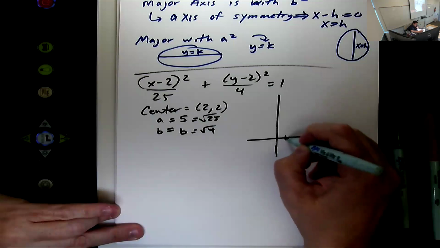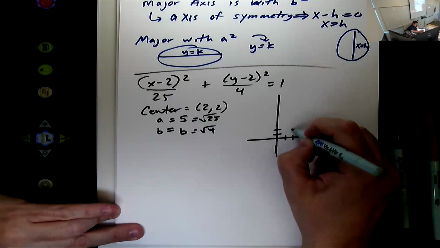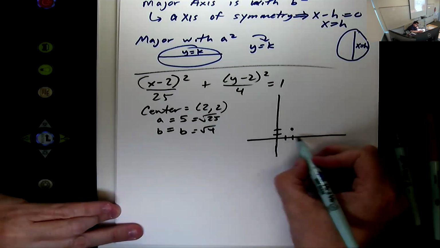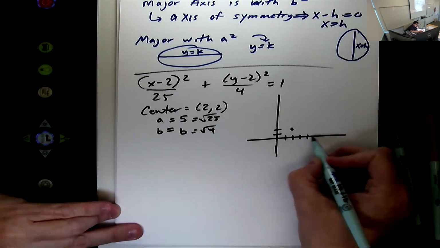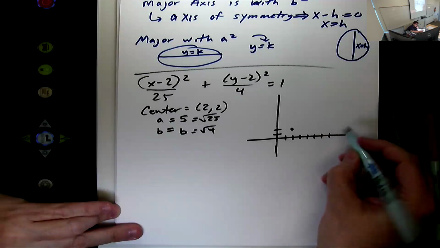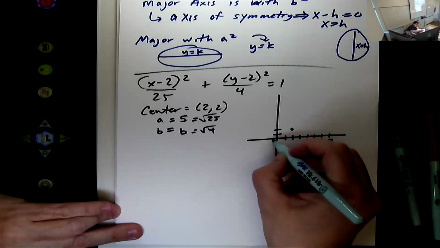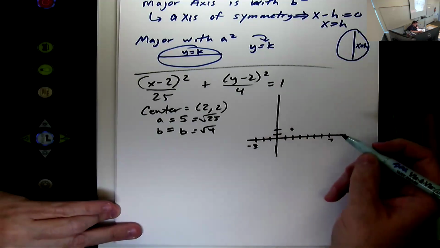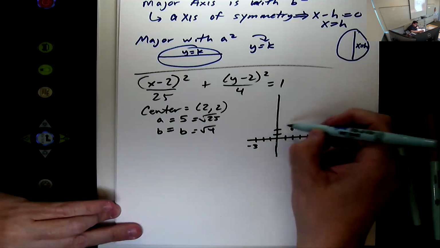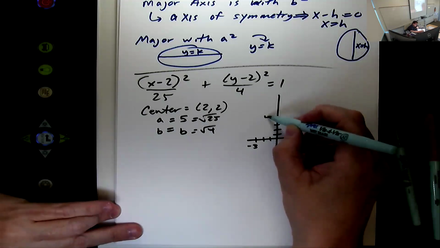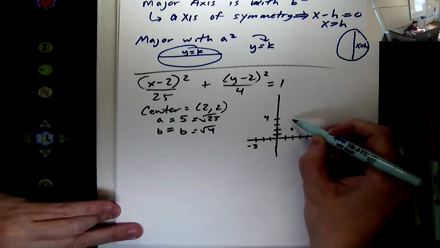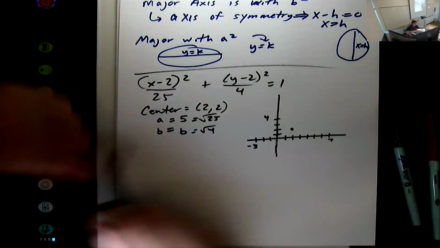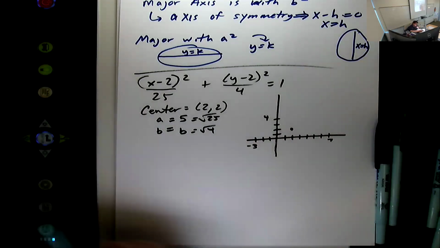I want to go to 2, 2, drop a point. And then we're gonna go left and right 5. 1, 2, 3, 4, 5. That actually puts me at 7. And if I go left 5, I'm at -3. If I go up 2, I'm at 4. And down 2, I'm on the axis. So let's put some points in.